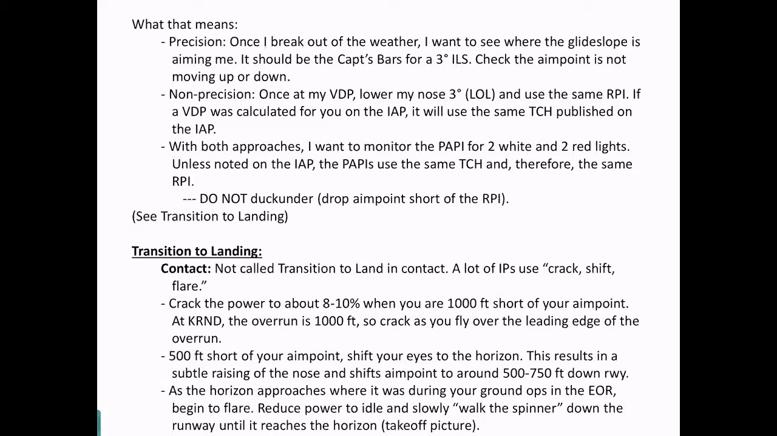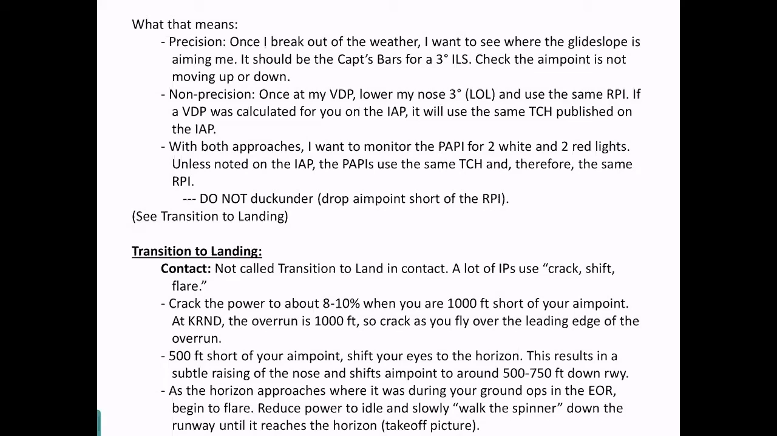And I want to use the same runway point of intercept as the ILS has. If the VDP is published, they are using the same runway point of intercept as the ILS. So if it's a threshold crossing height of 50 feet and 3 degrees, then they're planning on you impacting 1,000 feet down. So as you lower your nose at the VDP to come out of the MDA, pick up those captain's bars, put them halfway up the windscreen. Actually, this is a 3 degree, not a 4 degree, so it's probably just a little above halfway. But make sure that they're not moving, they're just getting larger.